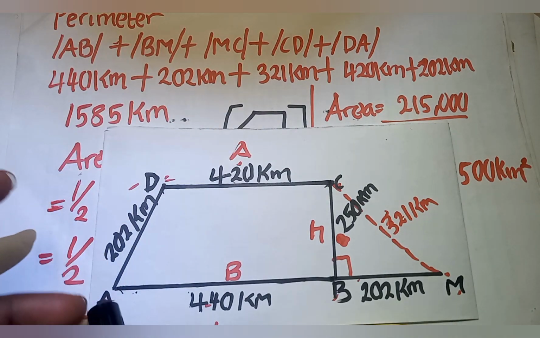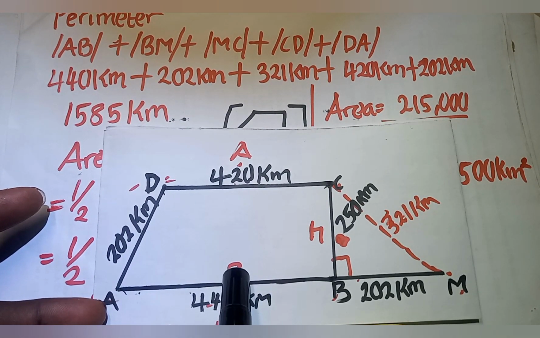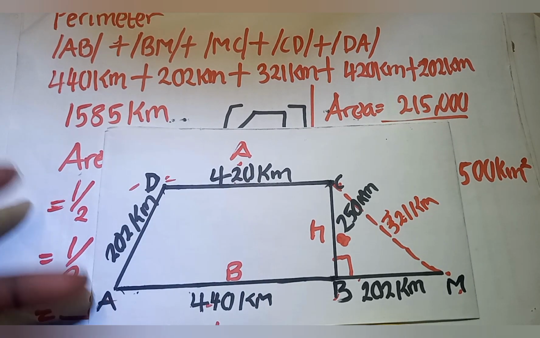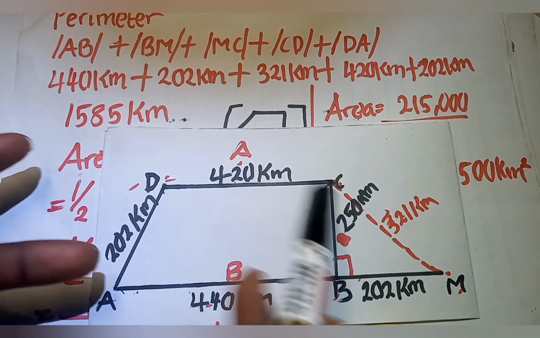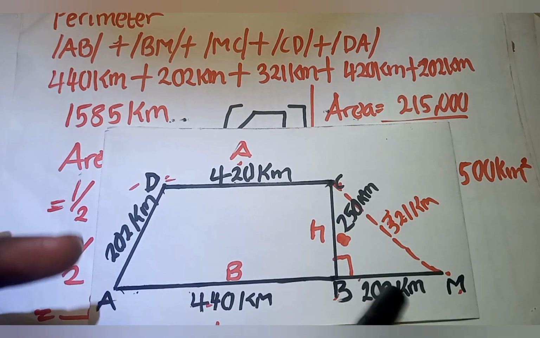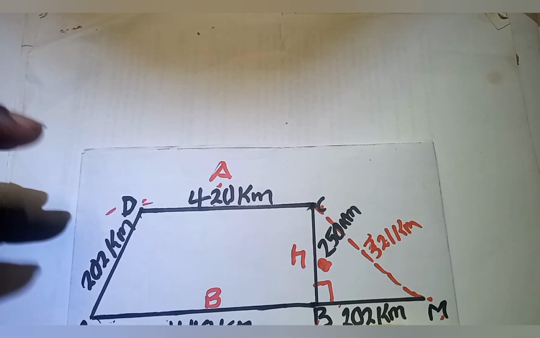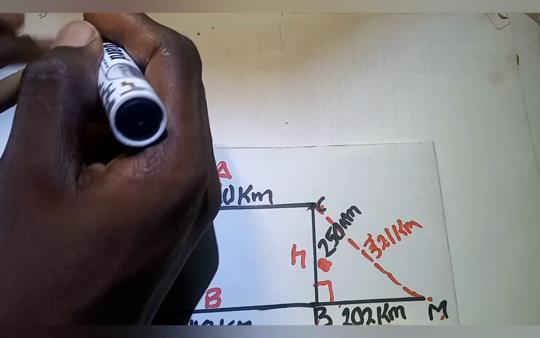You can proceed by calculating this base, sum this together and make it your B, then substitute it in the area of the trapezium. But I've already calculated ABCD, so it's necessary for me to calculate another one, BMC, which is the area of the triangle. Those are the ways to solve this question. So now I'm going to be calculating the area of triangle. Don't forget the formula for the area of triangle is given by half base times height.